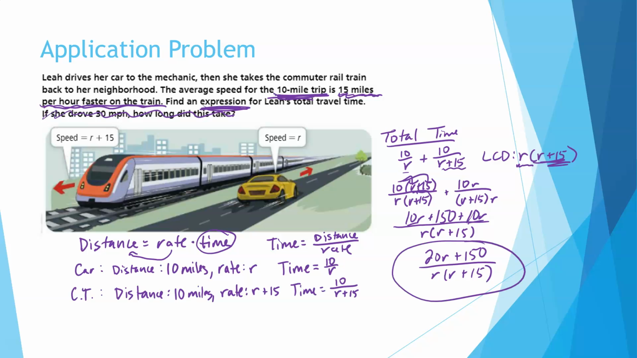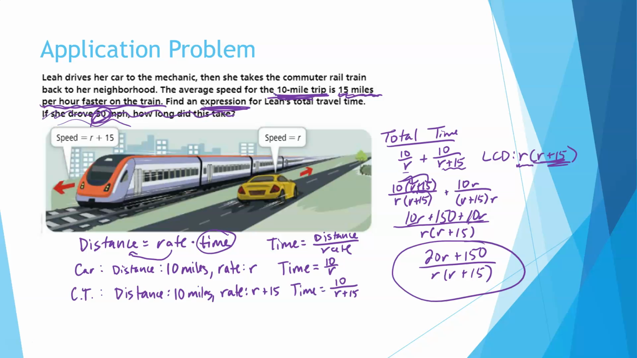Having said that, it did say if she drove 30 miles per hour, that would be the rate. So you could plug in 30 for r, but we're not going to do that. The reason I like having this actual equation is because I could figure out the different times based on her changing her speed.